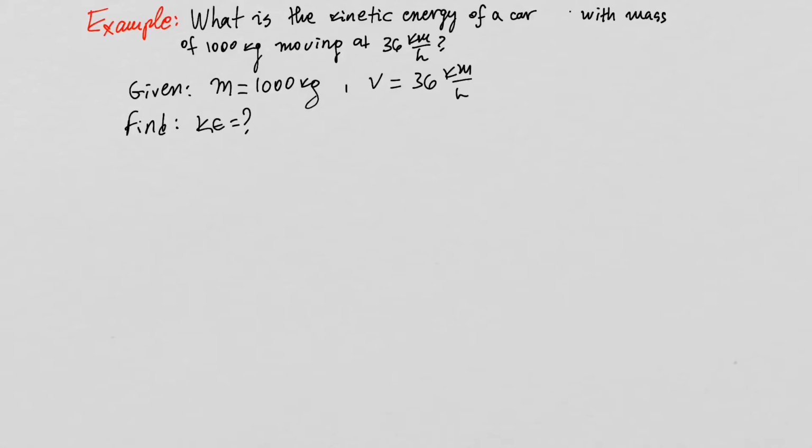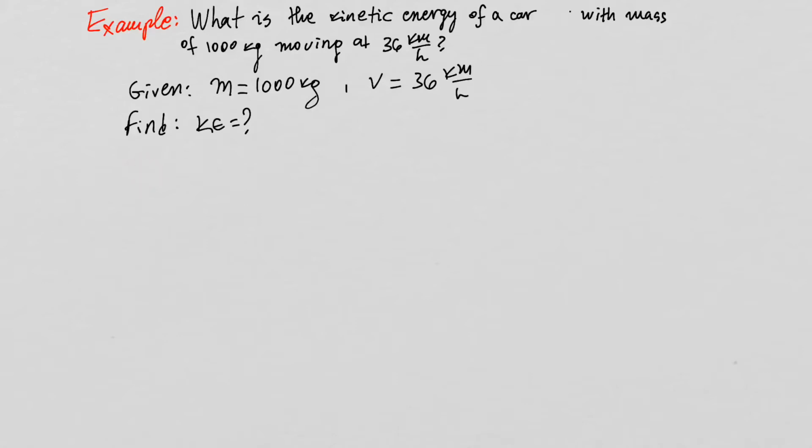From the previous slide, we must remember that the units for mass have to be kilograms, and the units for the velocity must be meters per second. So the units for mass are fine, however, the units for the velocity are not correct. So first, we've got to convert the velocity from kilometers per hour into meters per second. So let's do that conversion.